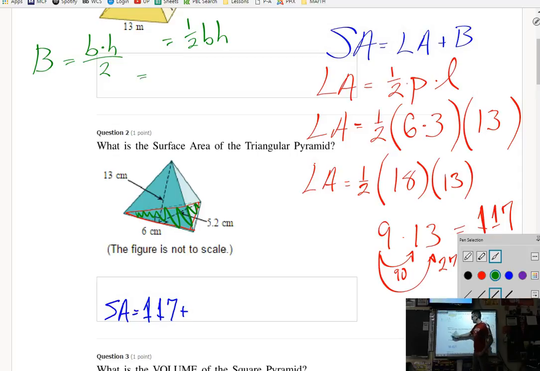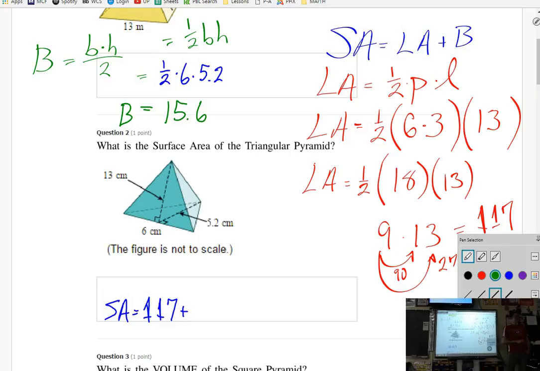My base edge here and my height of my triangle must be perpendicular to each other. If I erase all the nonsense that I've written on top of there, I've got a right angle marking right here. So I get half of the 6 times the 5.2. Half of the 6 is 3. 3 times 5.2. Again, I can distribute. 3 times 5 is 15. 3 times 0.2 is 0.6. We get big B is 15.6.